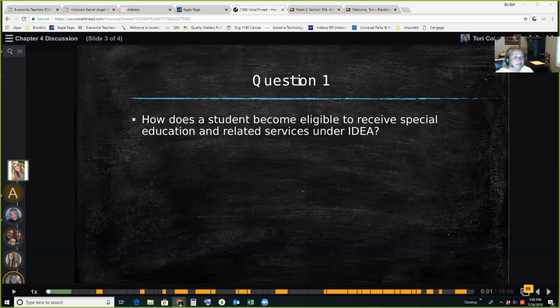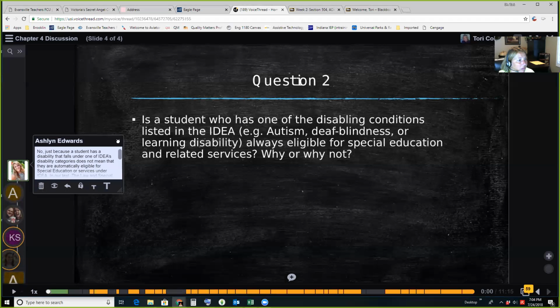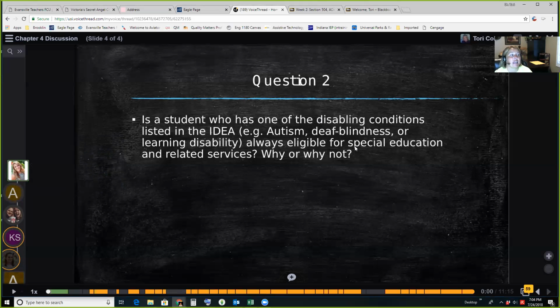Now, if we look at the next question, most everybody did well on this. This is kind of the same thing. If a student has one of those disabling conditions listed, so if I have one of those 13 categories, does that mean that I'm always eligible for special ed? And no, just because you have the disability doesn't mean you're always eligible. That is really when it has to adversely affect the educational performance. That's where that comes in for that one.